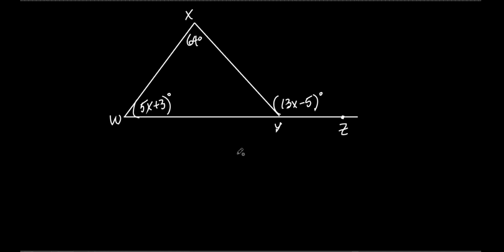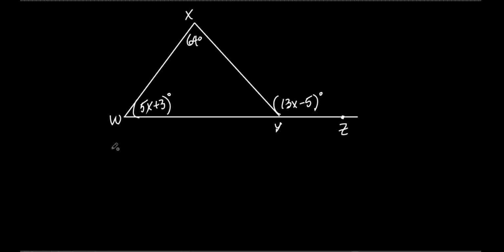You're close, but not quite. Kate, help me out. 5x plus 3 plus 64 is equal to 13x minus 5, right? You got it. Exactly right. This is an exterior angle, isn't it? What are these? Give me the name. Remote interior angles. So what's the theorem say? The theorem says that the exterior angle is equal to the sum of the remote interior angles. That means you add these up and you set it equal to the exterior angle.